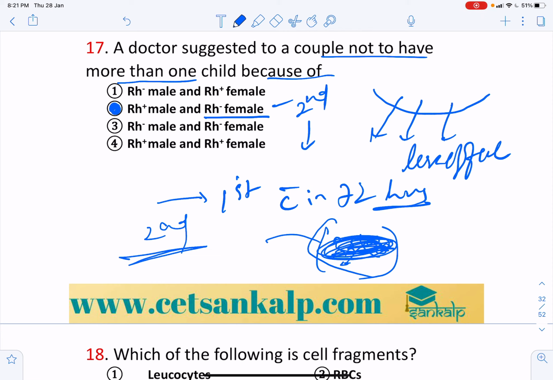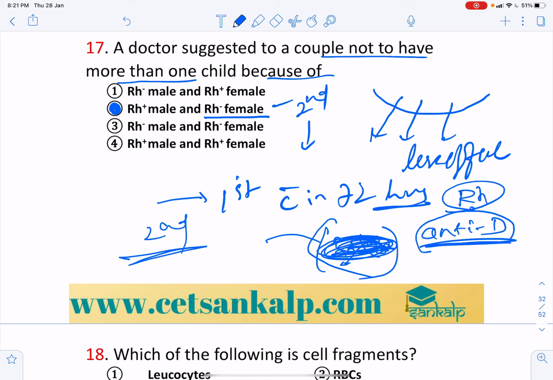Why is this called anti-D? The Rh antigen is also called antigen D. Hence the anti-D injection is against antigen D. The injection given against the Rh antigen, also called the D antigen, is the anti-D injection.